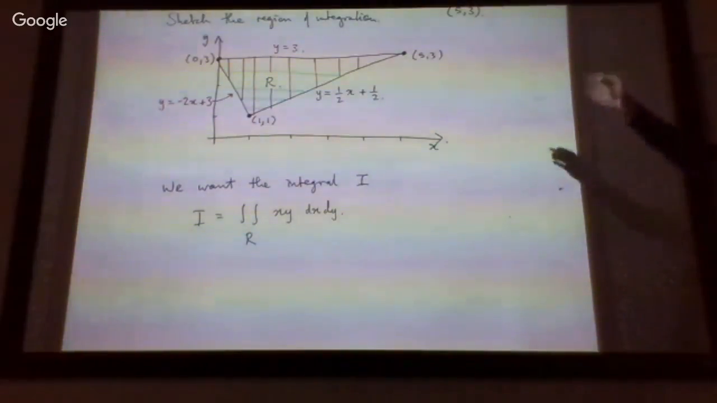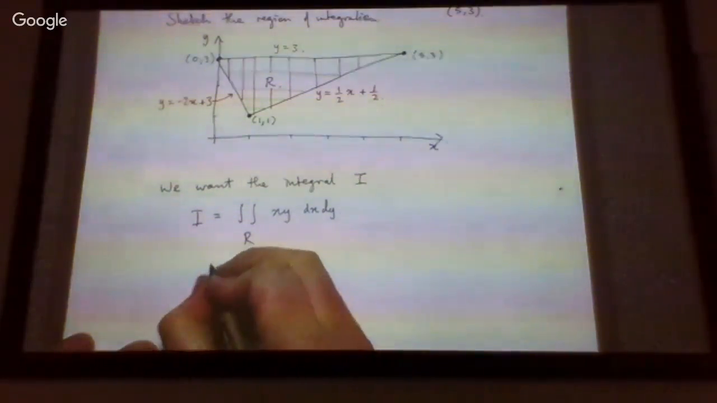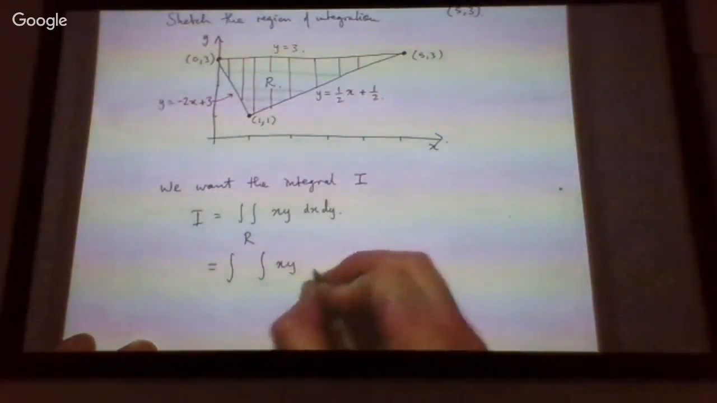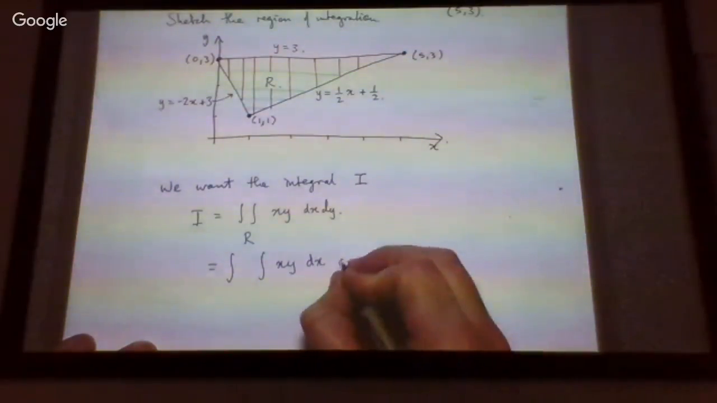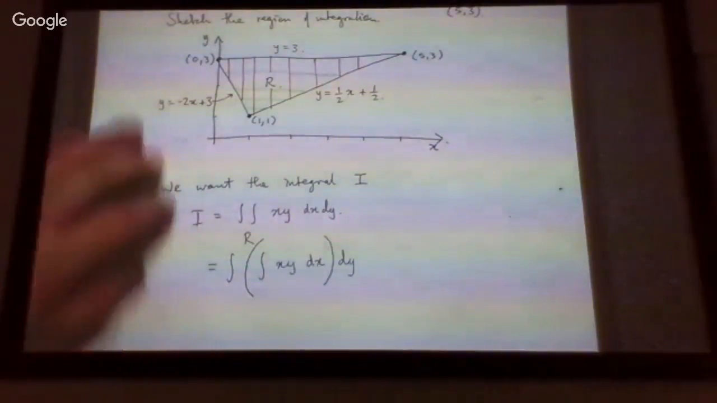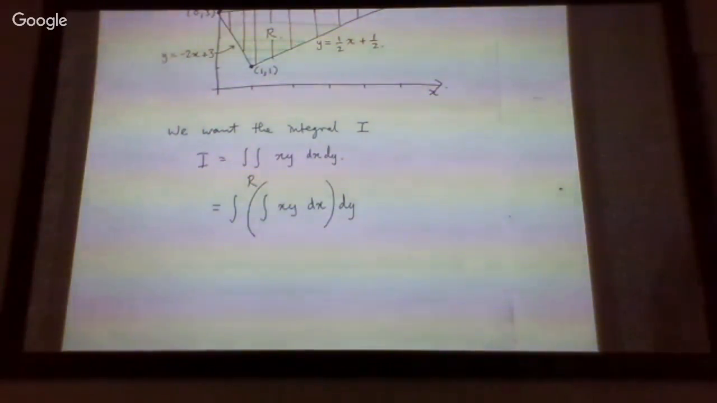So splitting the region R into horizontal strips looks slightly easier, slightly more approachable. So I'll choose to make x the inner integral and y the outer integral. I'll show you what happens when you split it up the other way as well. This way looks perhaps the simplest at the start.